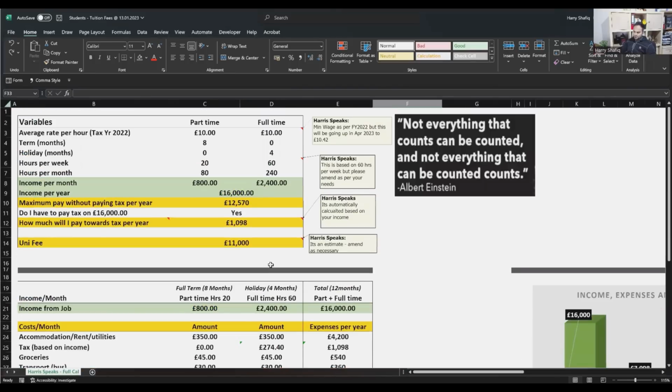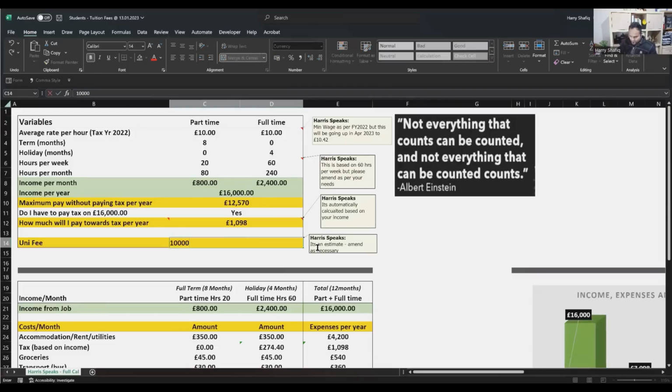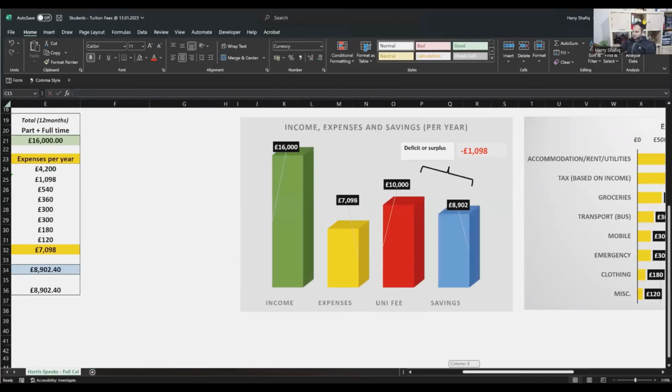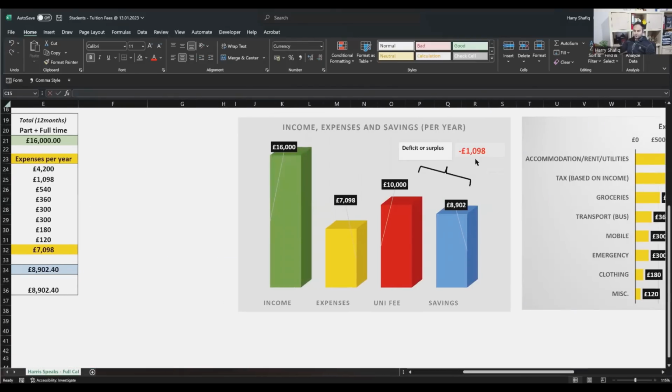Let's say someone might argue my fee is not 11,000, my fee is only £10,000. And if I put £10,000, we can see from the graph that the deficit of £2,000 goes down to £1,000. That clearly shows you can play with the spreadsheet, put different numbers in to see what's the net impact.